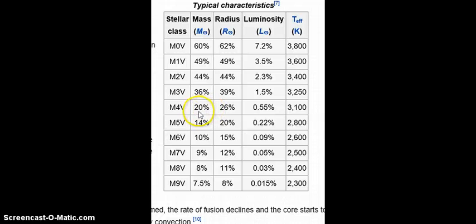When you get to M5V, the luminosity is 0.22, so 1/5% the brightness of the sun. And then you have 1/5 the radius of the sun. Go all the way down to where you have about a little less than 1/10 the radius, and basically 1/100% the luminosity of the sun. So these things are going to be very, very dim, and these are very evolved stars.